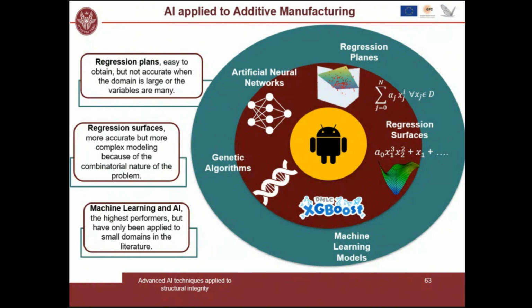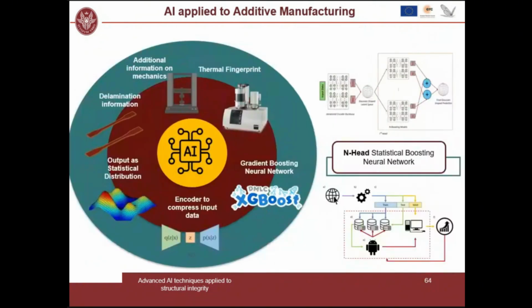So another alternative was to use AI or machine learning, because they are very good to predict stuff. But in the past, they have only been applied to small domains. And that was a problem, because for both SLM and FDM, there wasn't basically an understanding of the process.